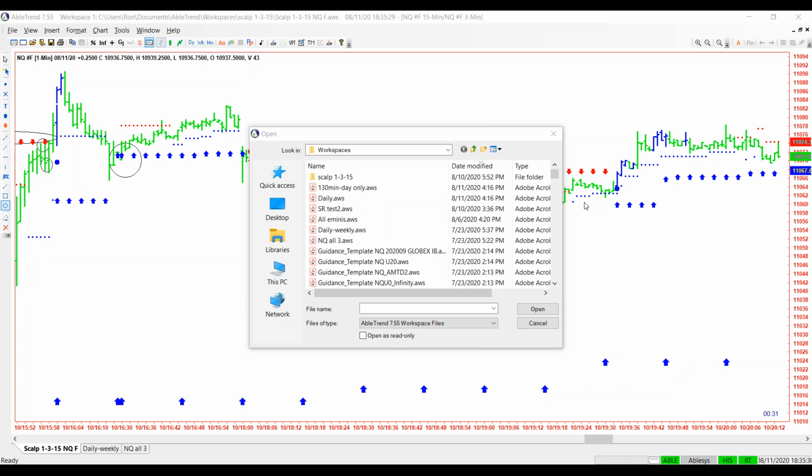Yep, just go in the direction of the color. I mean, you just can't get any easier than that. Yes, sir. Just go in the direction of the color. Blue is up, red is down.